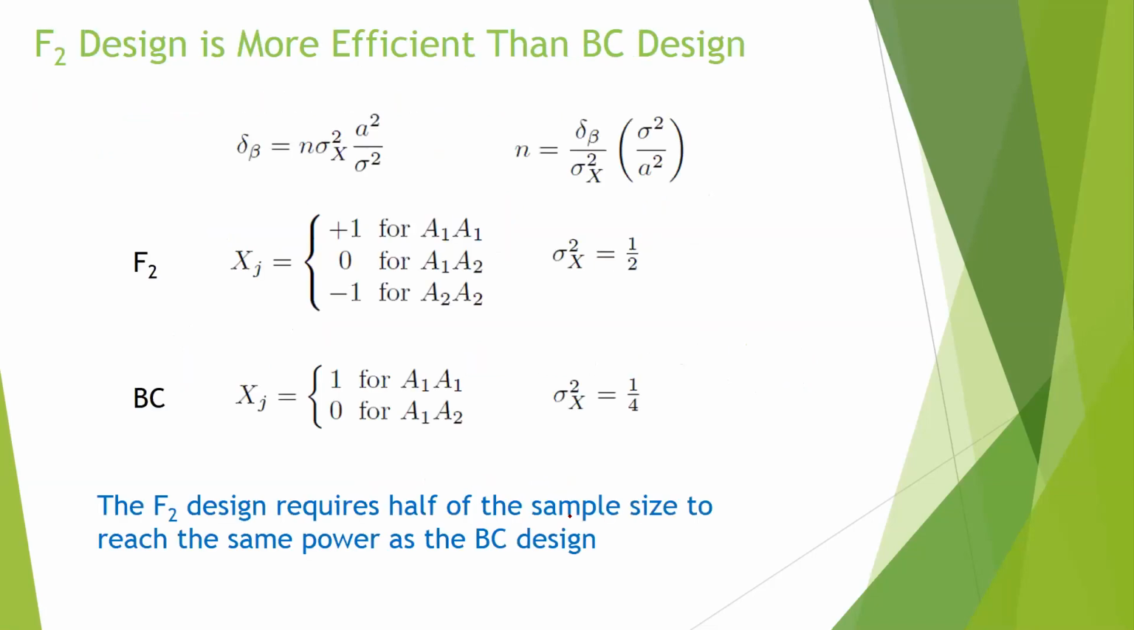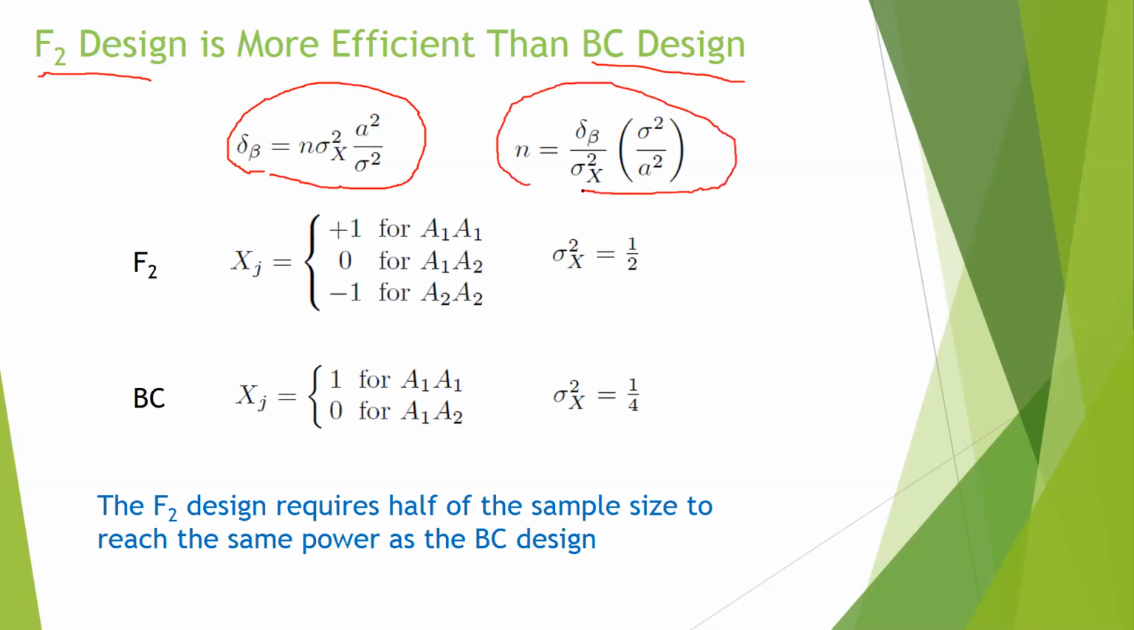Okay, so this is the comparison between the two different designs, the F2 design and the backcross design. This is how we calculate the non-centrality parameter, and this is how we use it to calculate the sample size to achieve the same power.